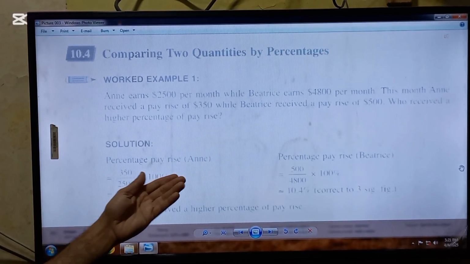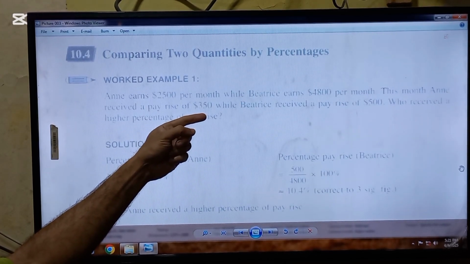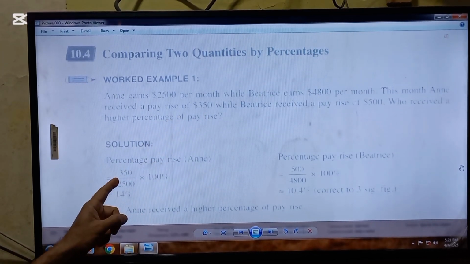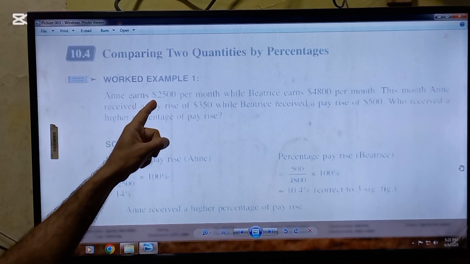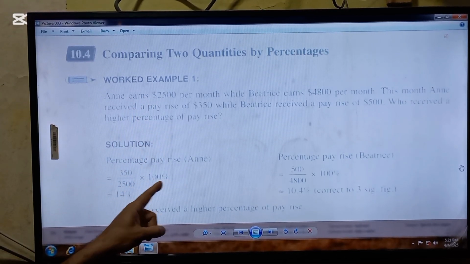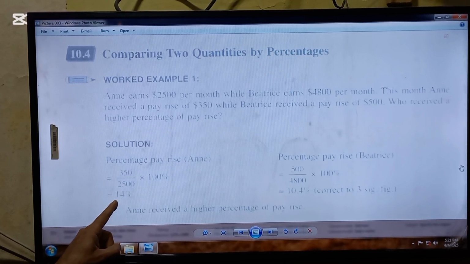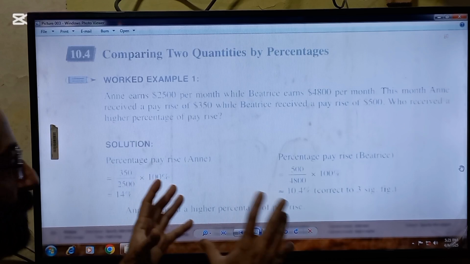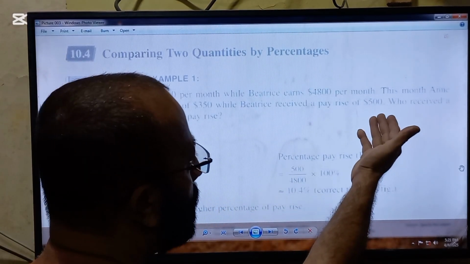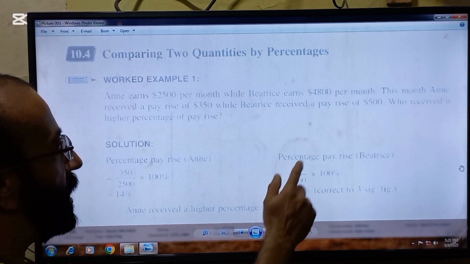So for the percentage pay rise of Annie, she got a $350 pay rise. So 350 will be put in the numerator and her original pay will be put in the denominator, multiplied by 100%. After cancellation, you will get the answer, that is 14%. And the same method will be used for Beatrice. Beatrice got a $500 pay rise, that will be put in the numerator.